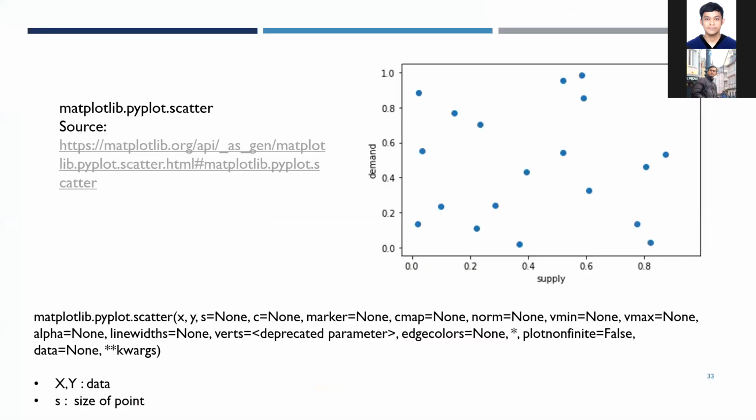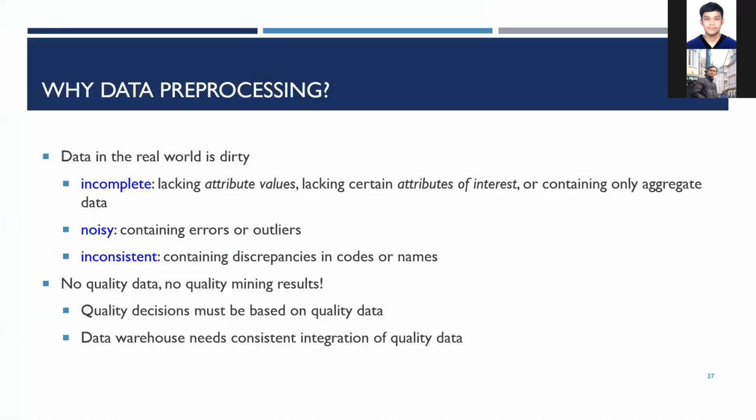Okay, we continue to data preprocessing. We use data preprocessing because real data is dirty, meaning that it is incomplete. We can get incomplete data, some noise, of course, and sometimes it is not consistent. So we have to preprocess the data.